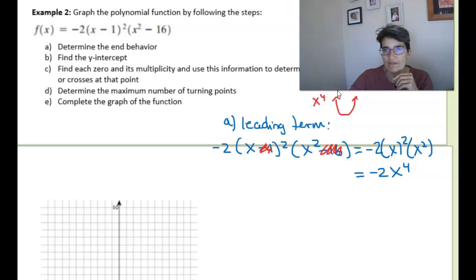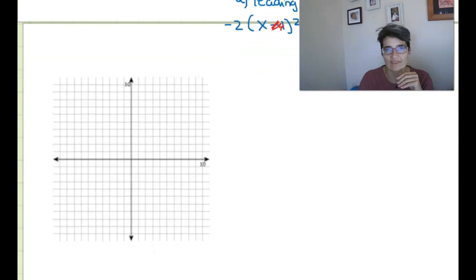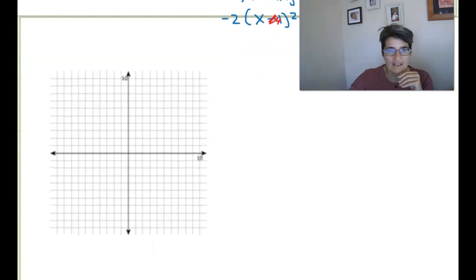This is x^4. -2x^4 is going to be upside down. So you can see that the end behavior is that it's going to negative infinity at both ends. When I graph it, I'm expecting it to look like this at the ends.